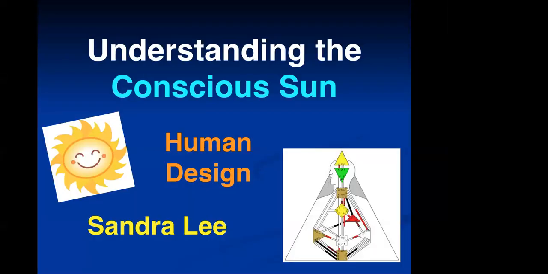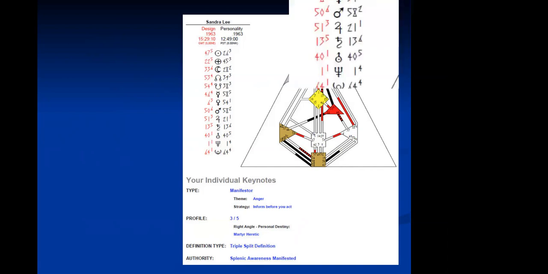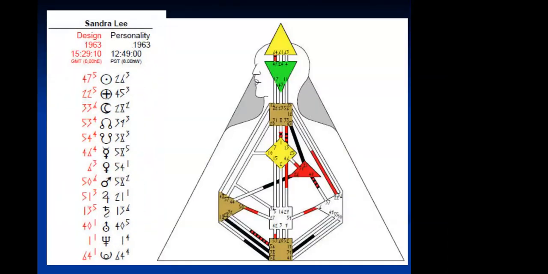Okay, so we are talking about understanding the conscious sun in human design. And today I do want to talk a little bit about individual people's charts when we have time. So I'm going to go ahead and just get started. So this is my chart. And if we look at the chart, I'm going to show you where the conscious sun is.